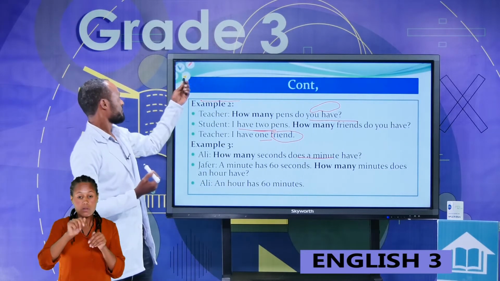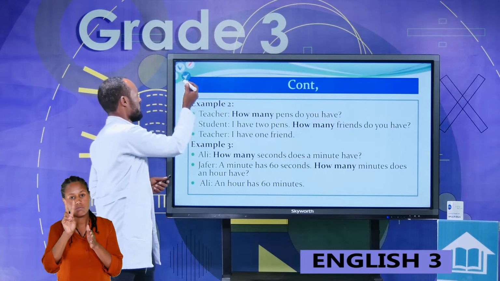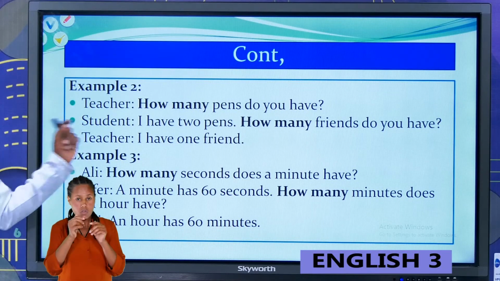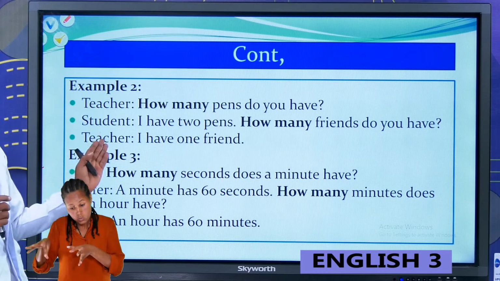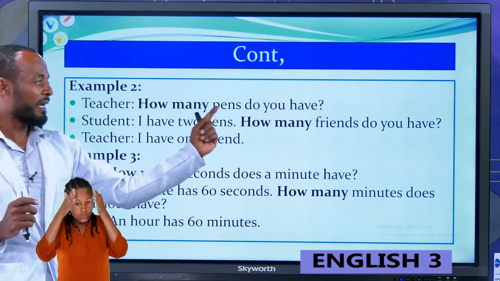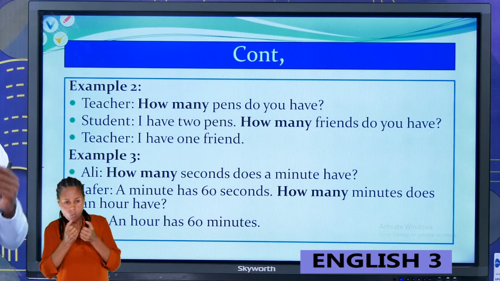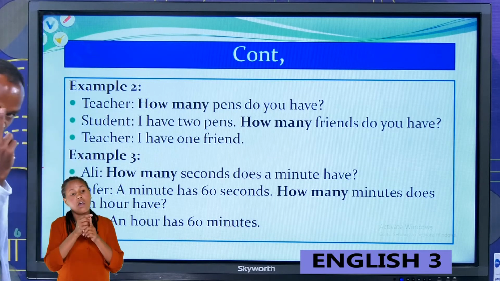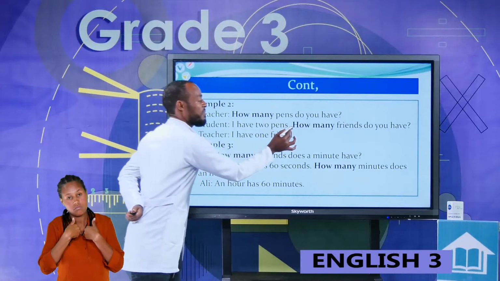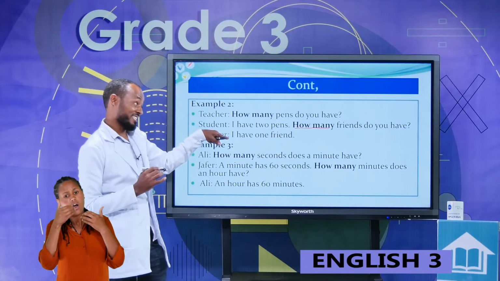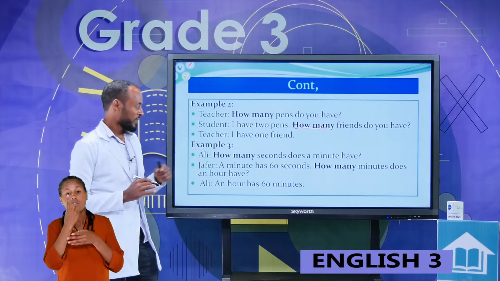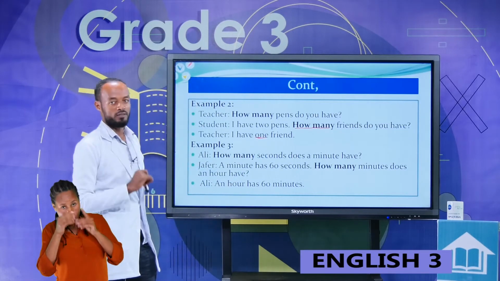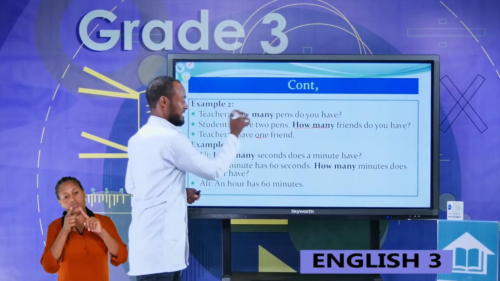Example two. This is also a conversation between a teacher and a student. The teacher is going to ask the student. The teacher said, how many pens do you have? Here a student says, I have two pens. Then the student asks the teacher, how many friends do you have? The teacher said, I have one friend. Here still we are talking about quantity. So we have to use how many in this case.